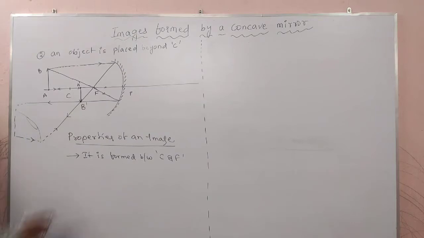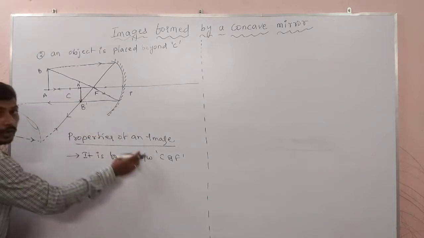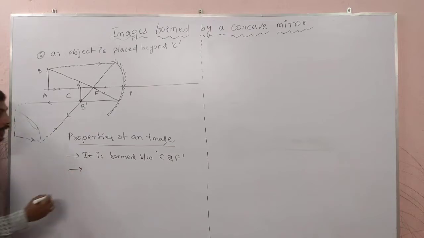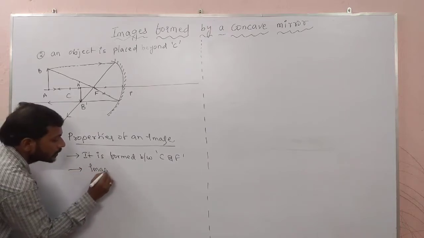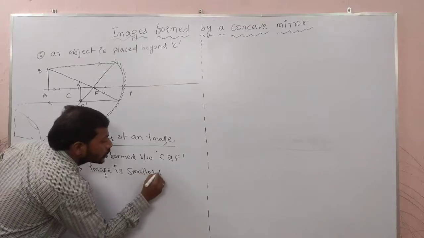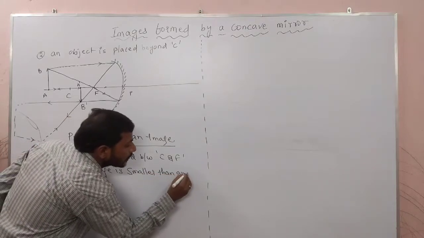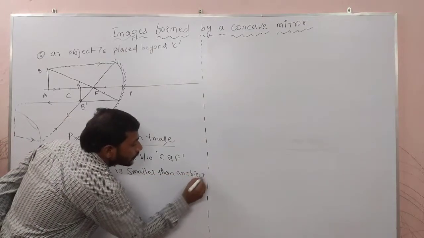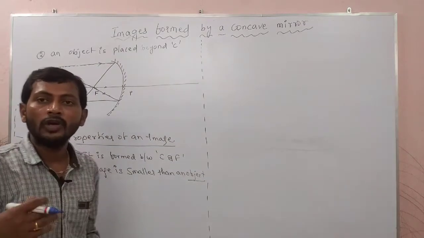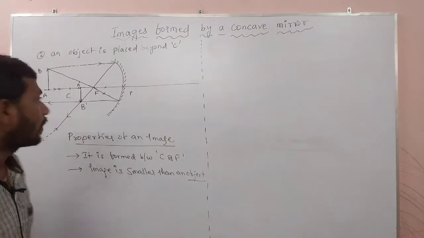Clear? Because the image is between C and F only, that only I wrote. Second point, if you observe clearly, I am writing the image is smaller than the object. Means the size of the image, size of the object, if you compare, the size of the image is small.